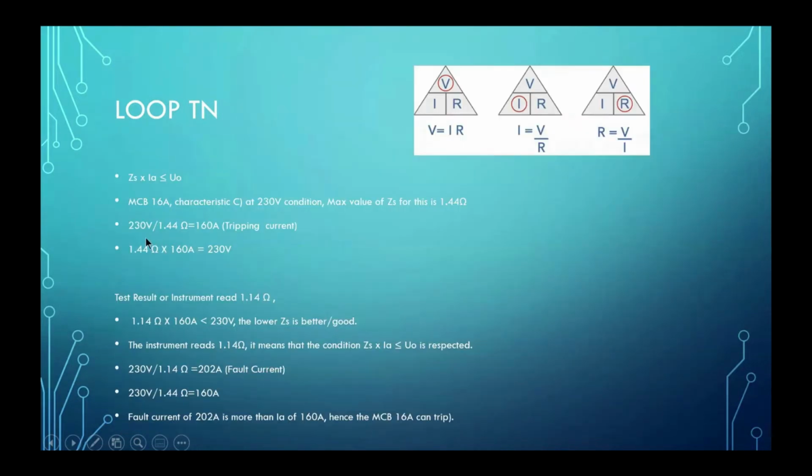So here I can calculate for you. 230 volt divided by impedance equal to 160 amp. So this is the tripping current. 230 volt divided by resistance equals current. This follows this impedance, and this is the tripping current.